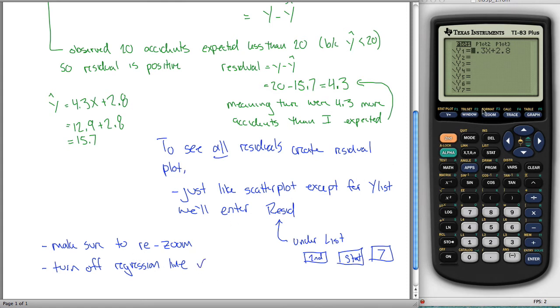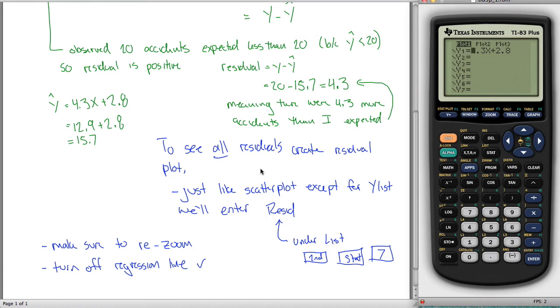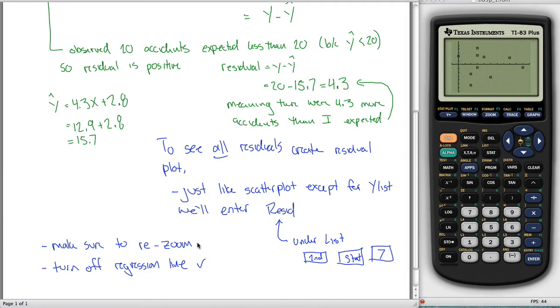And then rezoom. What I mean by that is we want to change our window. We want a different window for the residual plot than we want for the scatter plot. So if you hit zoom and then zoom stat, it'll rezoom and show you your residual plot, which looks something like this.